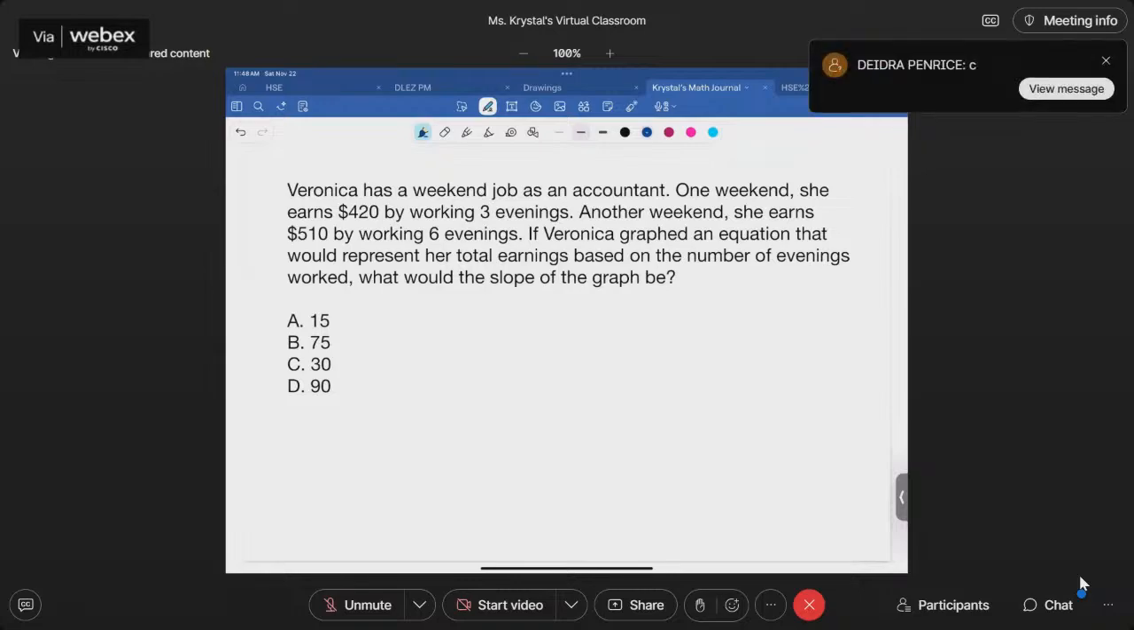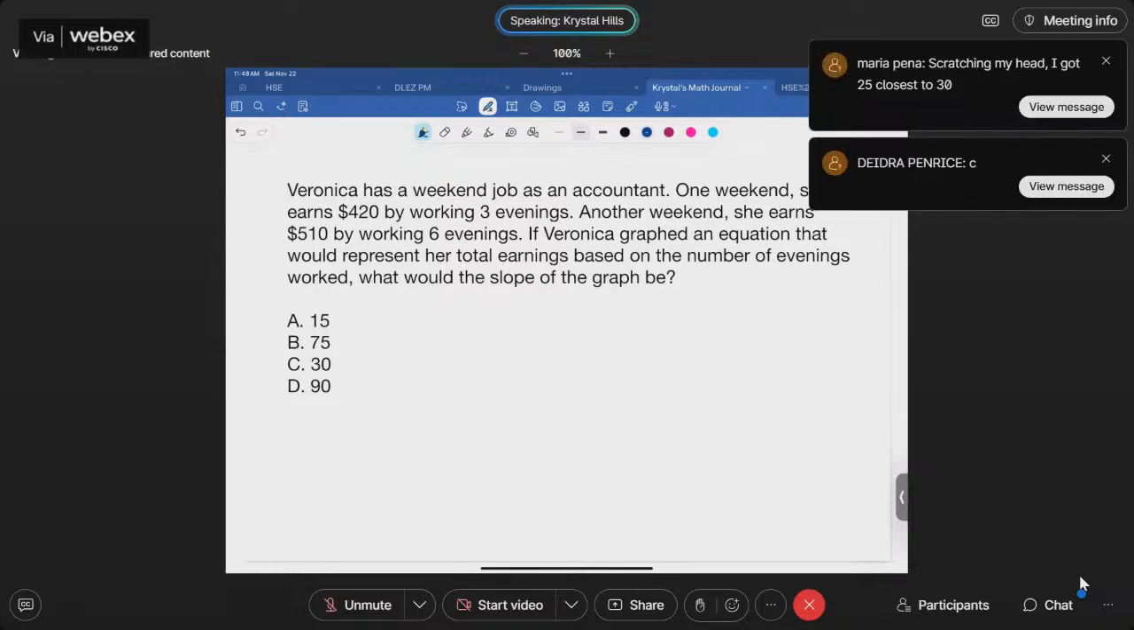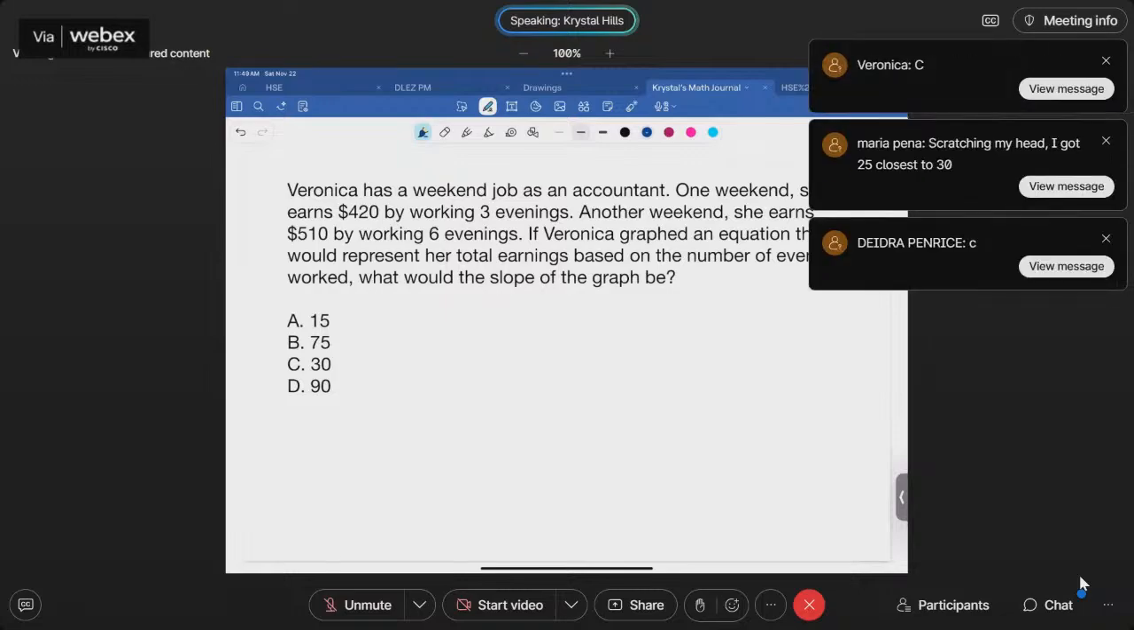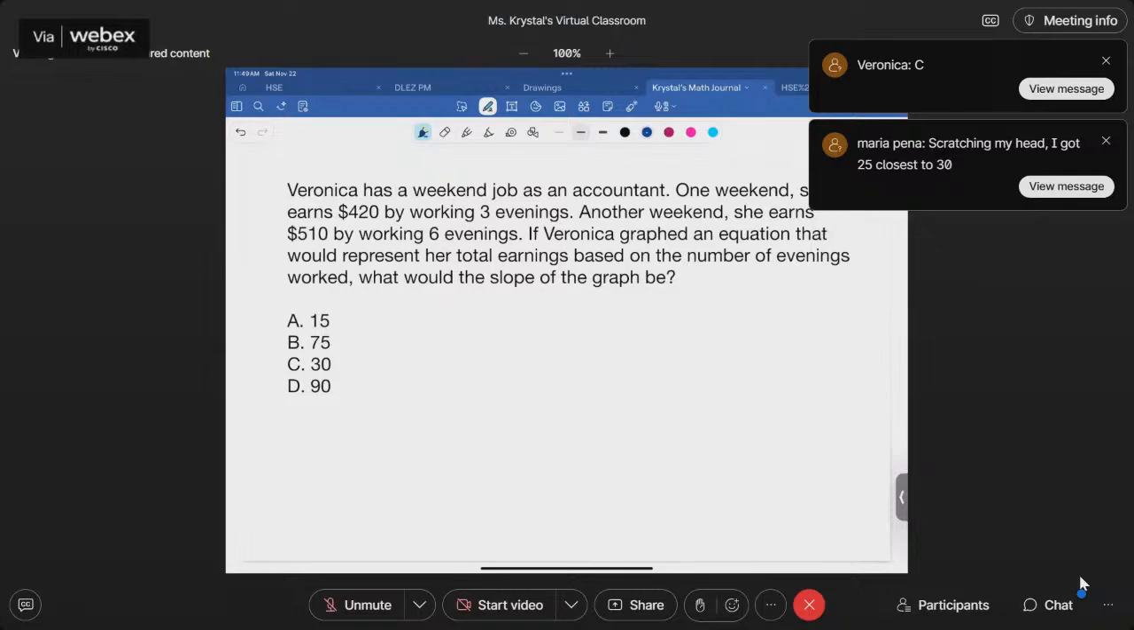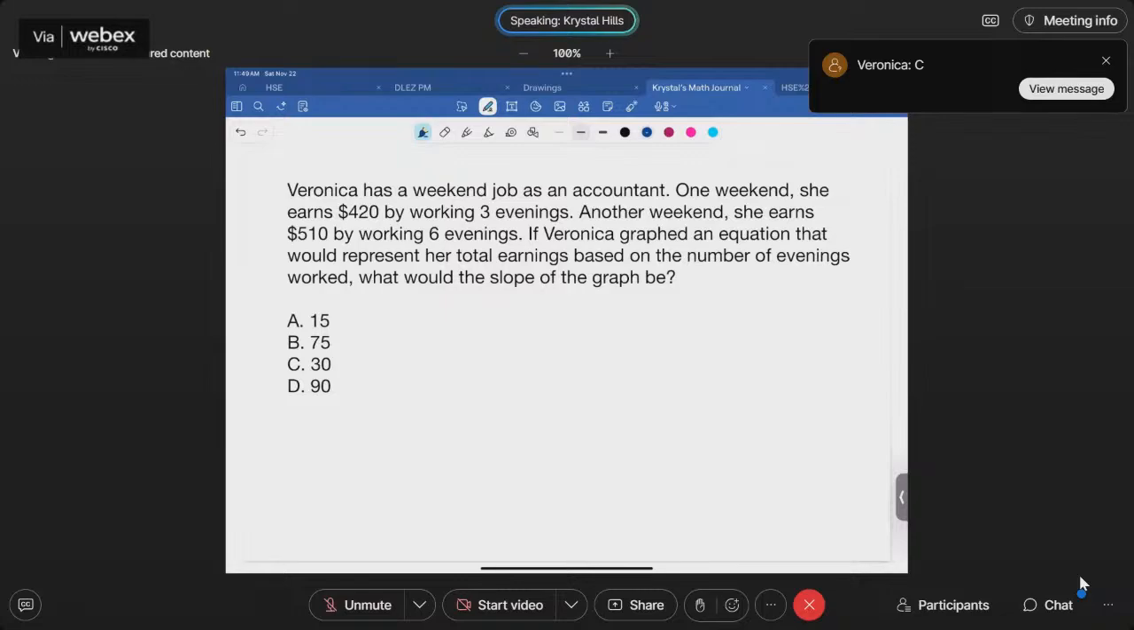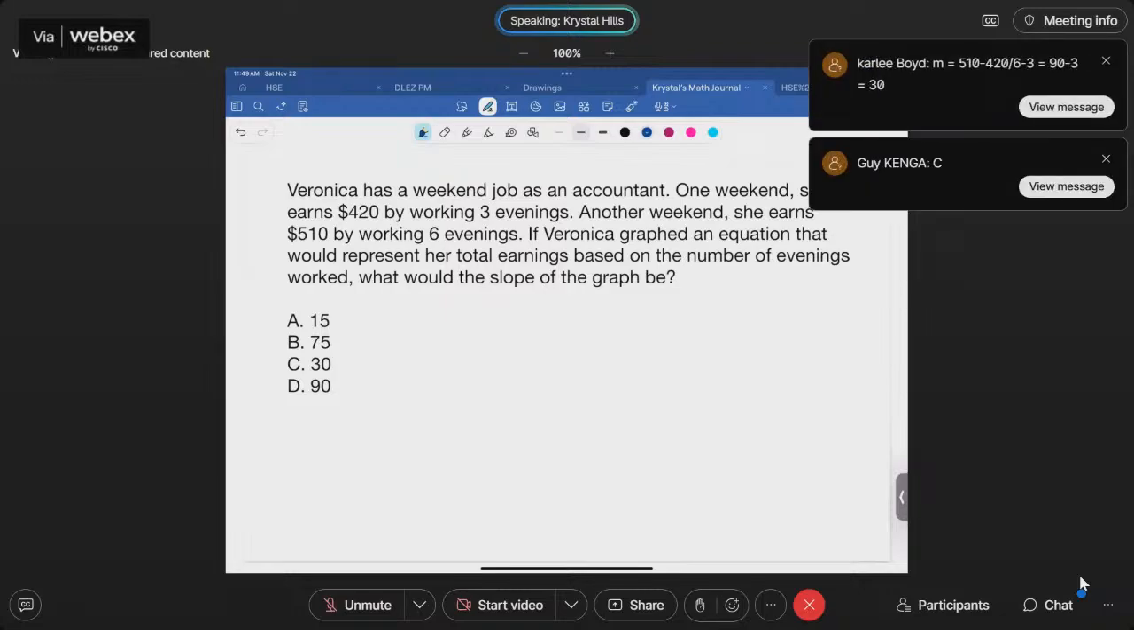All right, let's look at this. Veronica has a weekend job as an accountant. One weekend she earns $420 by working 3 evenings. Another weekend she earns $510 by working 6 evenings. If Veronica graphed an equation that would represent her total earnings based on the number of evenings, what would the slope of the graph be?